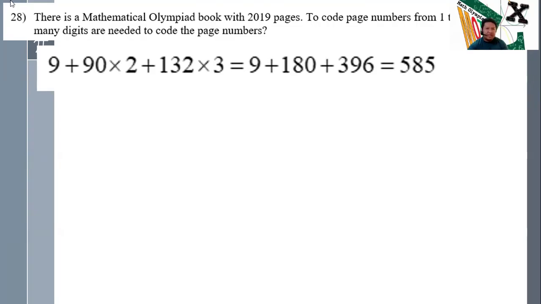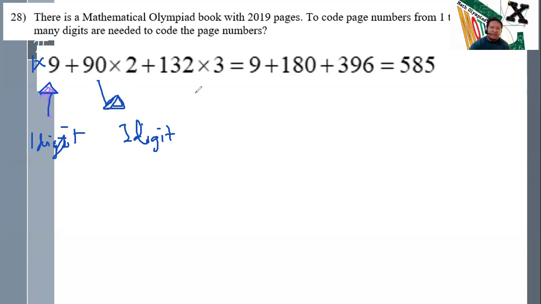How did we solve for that one? Basically we'll be counting how many numbers there are with 1 digit. There are actually 9 1-digit numbers, right? This is the 1 digits. There are 90 2-digit numbers. So for the 9 1-digit numbers, that's 1 times 9. Then you have the 90 2-digit numbers, so 90 times 2.